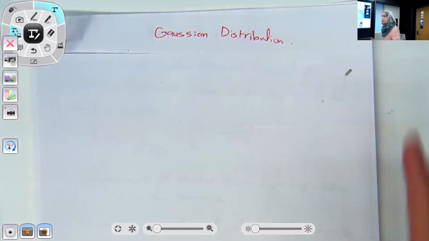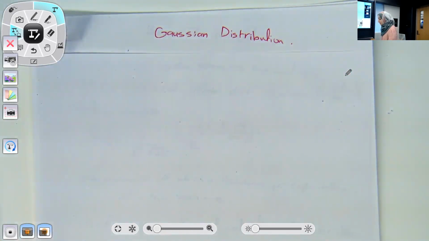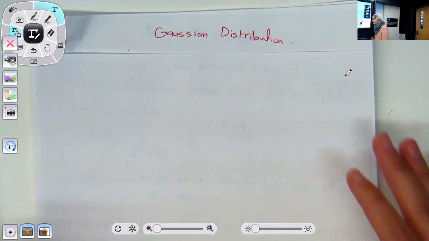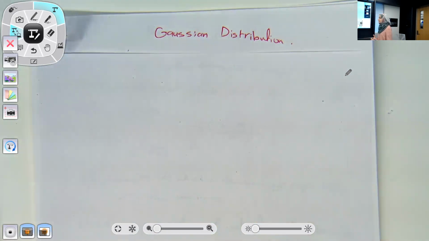Hi, now we need to move to Gaussian distribution. We need to talk about 3 different types: univariate, bivariate, and multivariate. We just need to know the brief definition of univariate and bivariate, and we need to talk about multivariate.